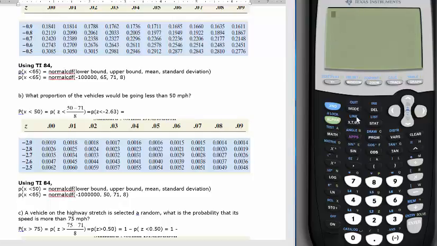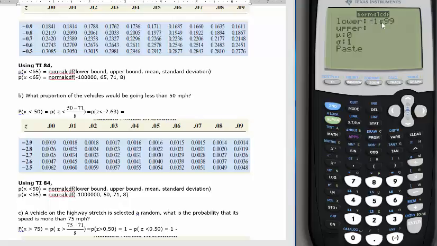I'll clear here. So you go to second, and then variables, and it's number 2. Select number 2 and press enter. Now the calculator will ask for a lower bound, upper bound, mean, standard deviation, and then you paste it. Since we want the probability of x less than 65, how much less? As much as it can be. So the lower bound in this case will be whatever the calculator is displaying, a very, very big number, but with a negative sign.